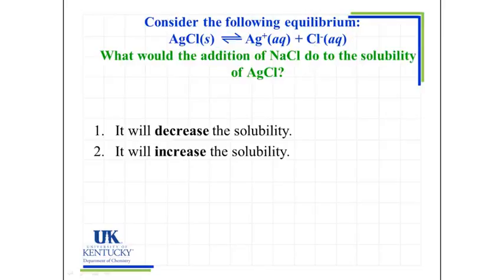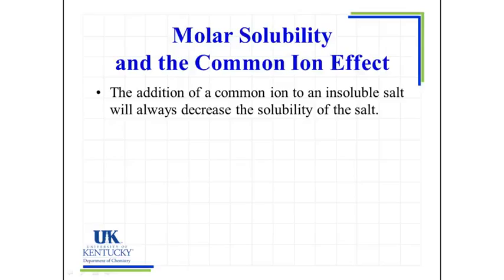Now, if it's shifting to the left, what can we say about the solubility of silver chloride? Is it increasing the amount that will dissolve, or is it decreasing the amount that dissolved? Well, if you said you're decreasing the solubility, that is correct. If we're pushing this to the left, there's more solid, less ions in solution. That, by definition, is a decrease in the solubility. So the common ion effect on molar solubility is always the same. If you add a common ion to this solution, it will always decrease the solubility of the salt.